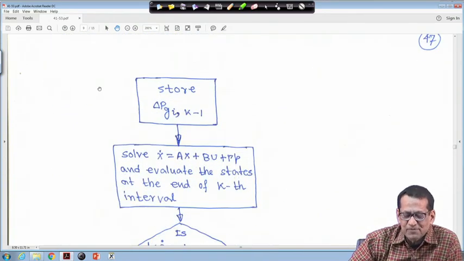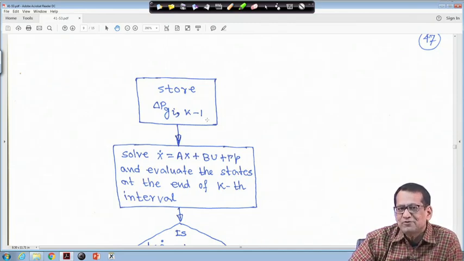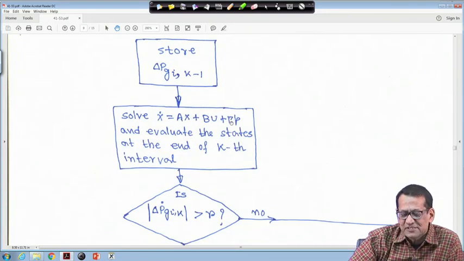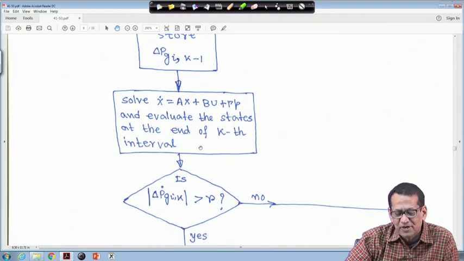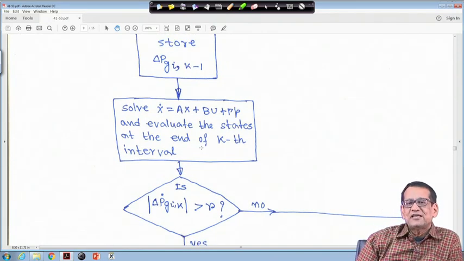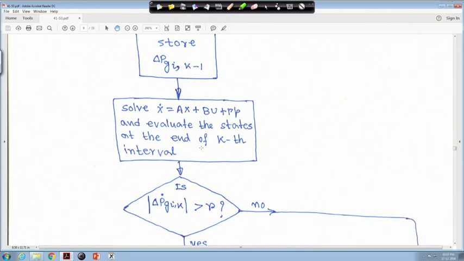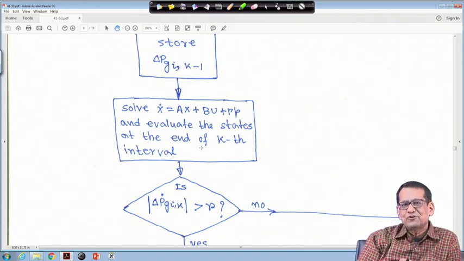Now this is the flow chart. First, store delta Pgi k minus 1. At every sampling instant you have to store this value when you write the code. Next, solve x dot is equal to Ax plus Bu plus gamma p and evaluate your states at the end of the kth interval. Nowadays, you have a MATLAB simulation where you are just putting all these things. But if you write your own code, you have to consider this generation rate separately, right. Those who have written the code in MATLAB have also considered all types of limiters and the limiting values to be given.